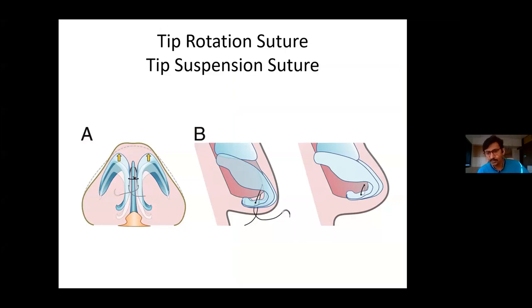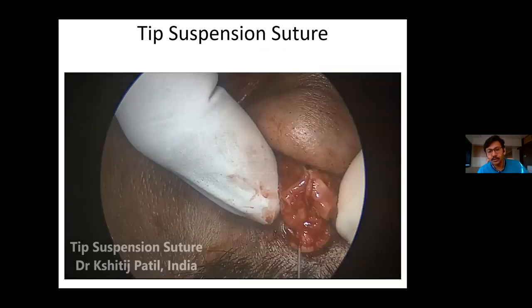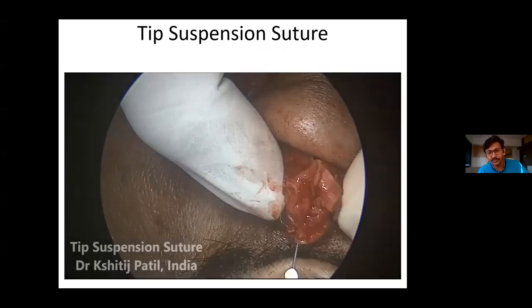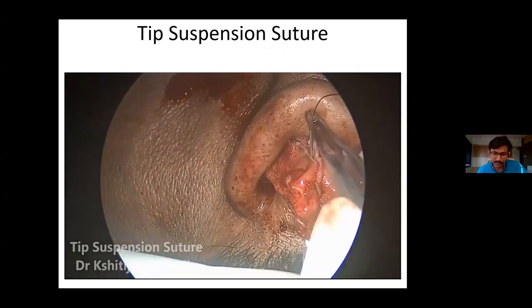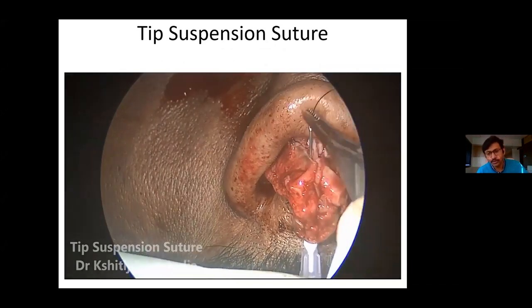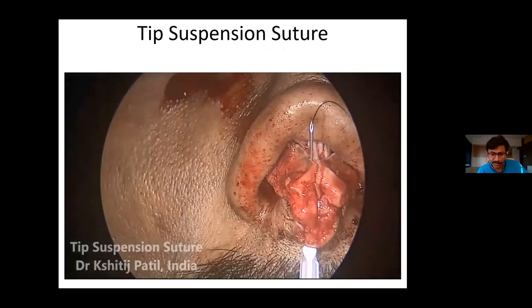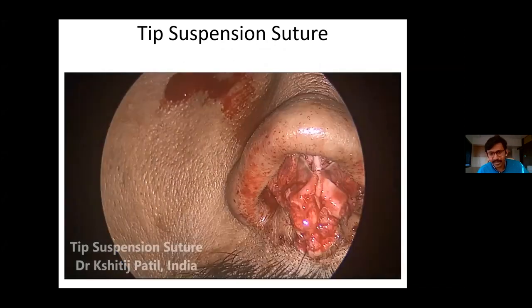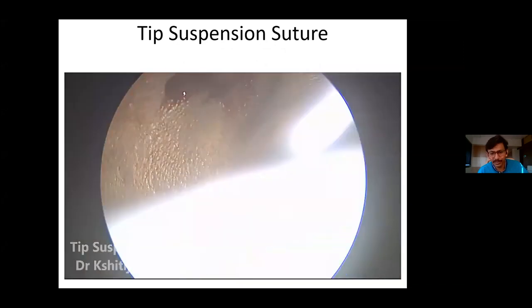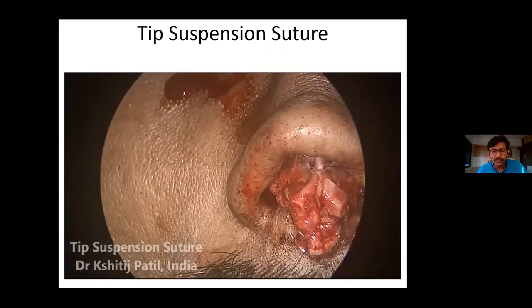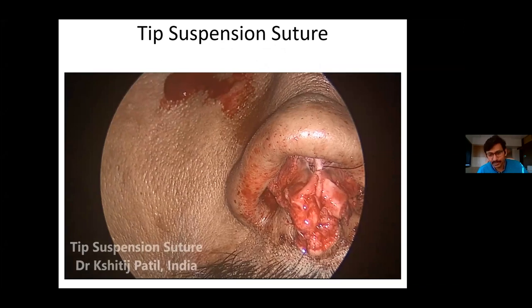But for this, you must put a columella strut. Now, how do we do this? This tip suspension suture: you pass a 24 gauge needle through the columella break point after putting a columella strut, and then you feed a permanent suture, 5-0 Ethilon, and you take it from the other side.